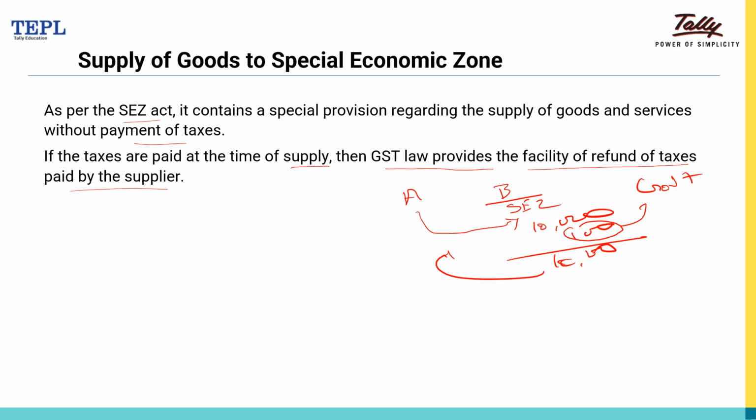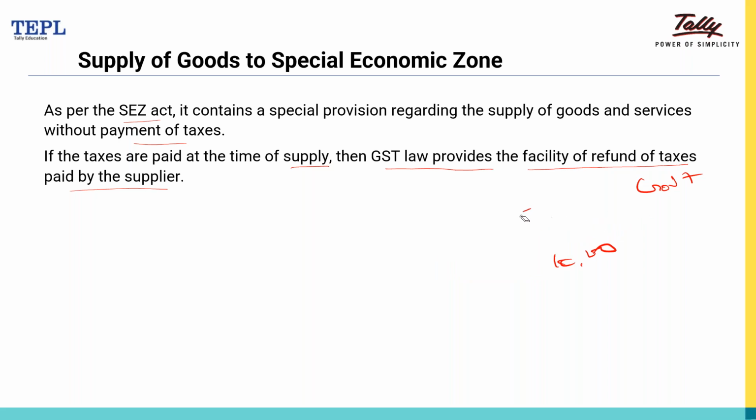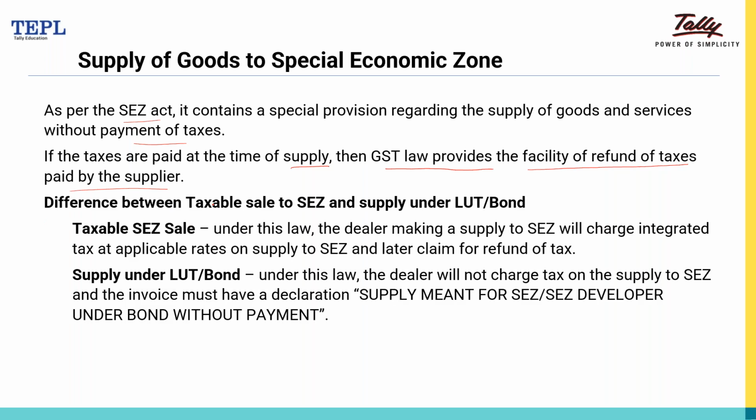Okay, and if it is an SEZ supply, then there is no need to take any refund from the government because it is a zero rated supply. It will be a zero rated supply. So if the tax is paid at the time of supply, then GST law provides the facility of refund of tax paid by the supplier. So the difference between taxable sales to SEZ and supply under LUT bond.